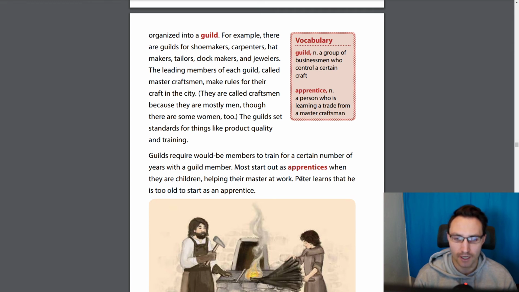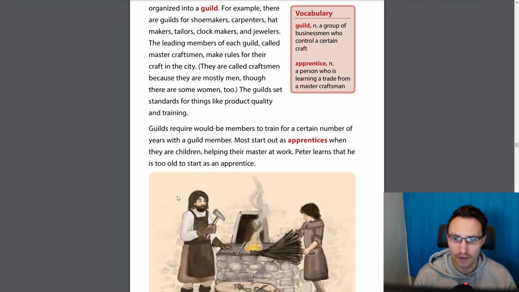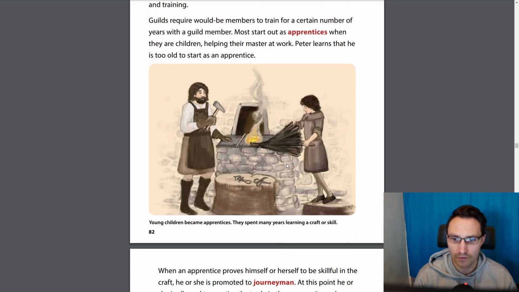So let's pause right there. Apprentice. Maybe you can think of Star Wars. You know, Luke was an apprentice to Obi-Wan and Qui-Gon. So apprentice is a person who is learning a trade from a master craftsman. So continue to read. Peter learns that he is too old to start as an apprentice. Oh no, what is he going to do? Right here is a picture that's showing that apprentices usually are young children who spend many years to learn that craft or skill.